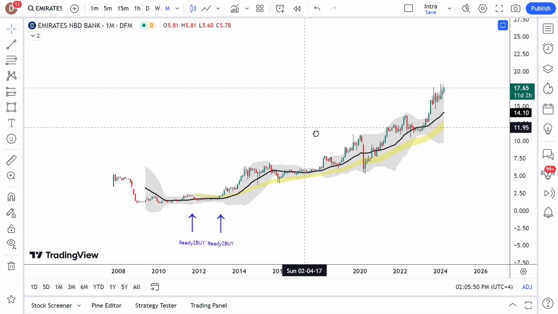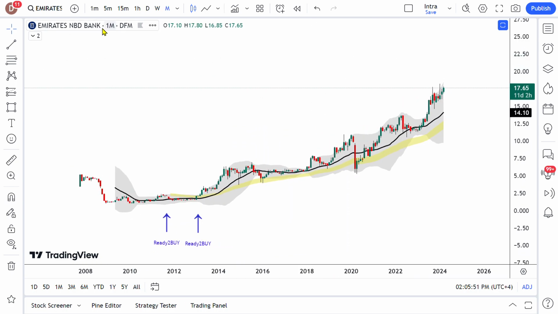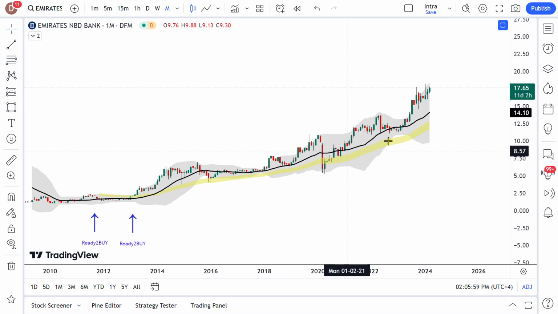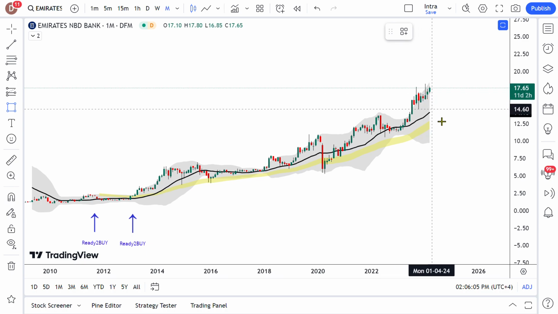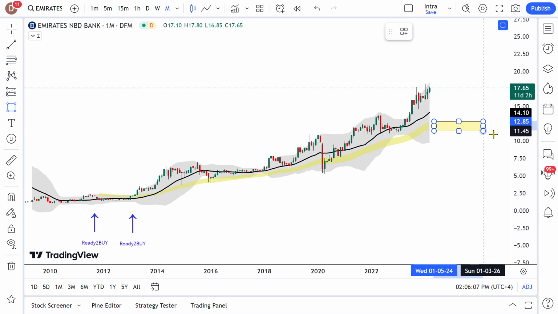What I've done now is I've picked up Emirates NBD as a stock because it's based in Dubai. As per our logic, first we look at the monthly chart. So I pulled up a monthly chart. On the monthly chart, the stock's in a continuous uptrend. So we know one option is to wait for the stock to come down to this yellow zone.